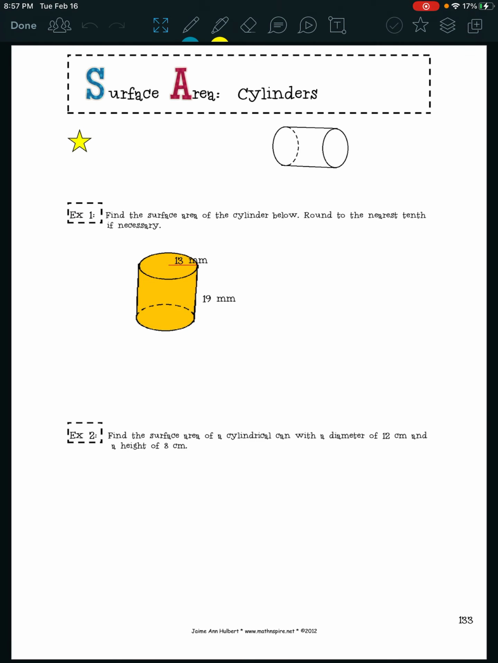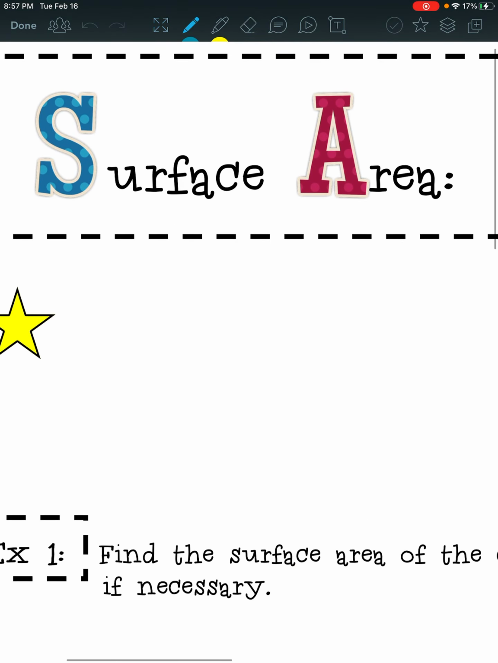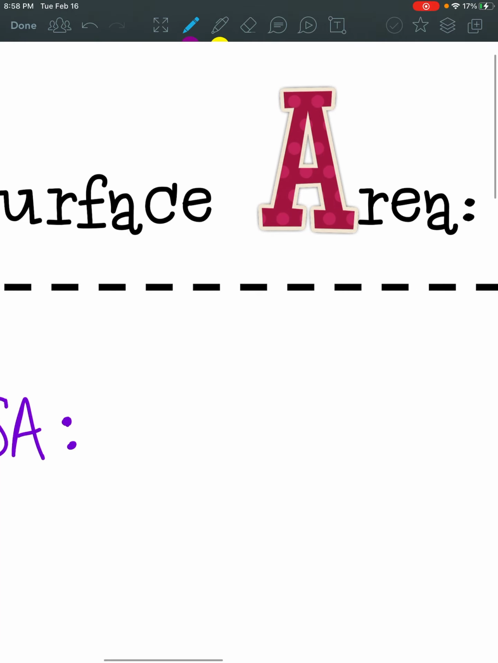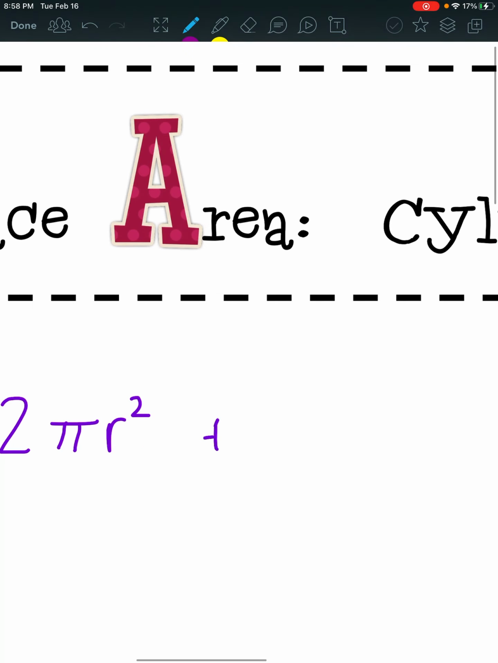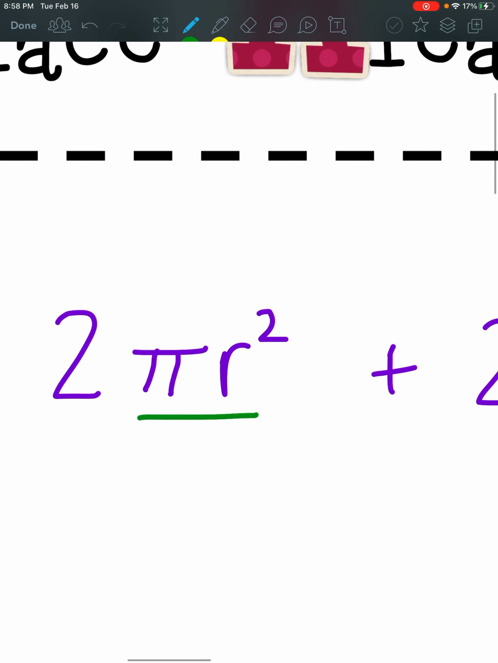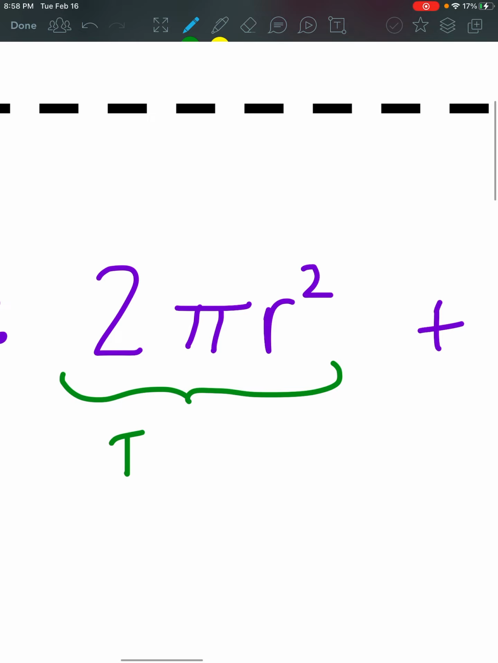Again, the cylinders have a formula. And the formula that I'm going to give you, there is the base and the lateral surface area as well within the formula. So the surface area for a cylinder is 2 pi r squared plus 2 pi r h. And what this means, the 2 pi r squared, so just the pi r squared is the area of a circle. And then when we multiply it by 2 in front, well, then that is the circle on the top and the bottom.